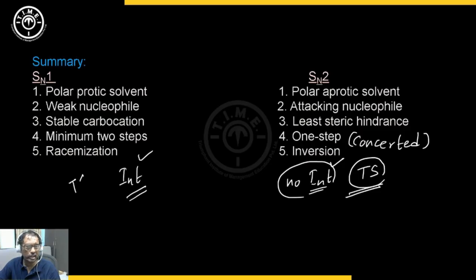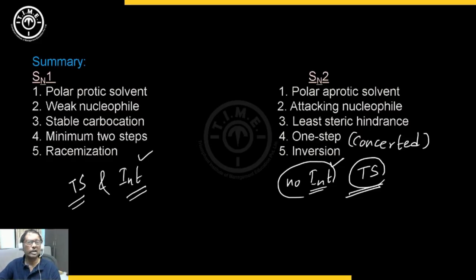Here transition state and intermediate are there. In fact, transition states are there before the intermediate, and after the intermediate, we have transition states. So transition state is common for all reactions. All reactions will have a transition state, as you have seen in chemical kinetics. Clear? So these are all the points of differences between SN1 and SN2. I hope it is clear.